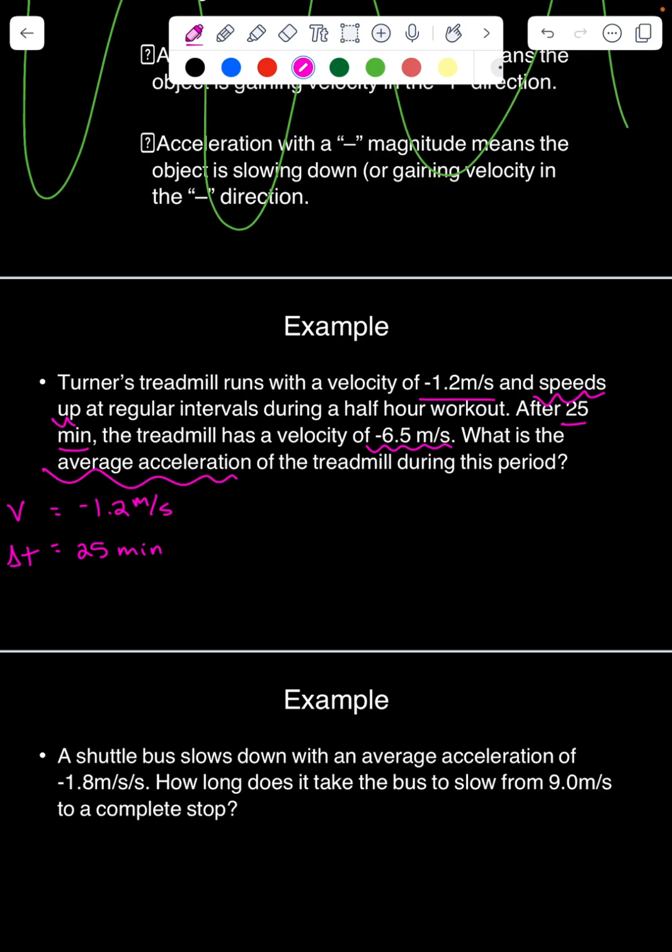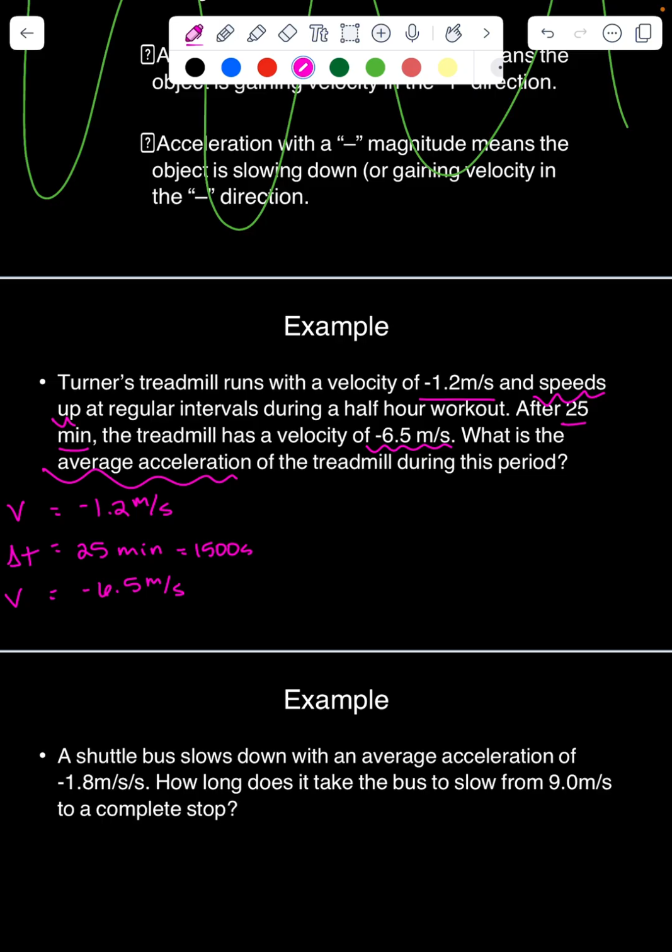So we're just going to multiply that by 60. So we get 1,500 seconds. All right, so that's our delta T. That's our time interval. And then our last given is negative 6.5 meters per second. Now, once again, that is in meters per second. So we have another velocity.